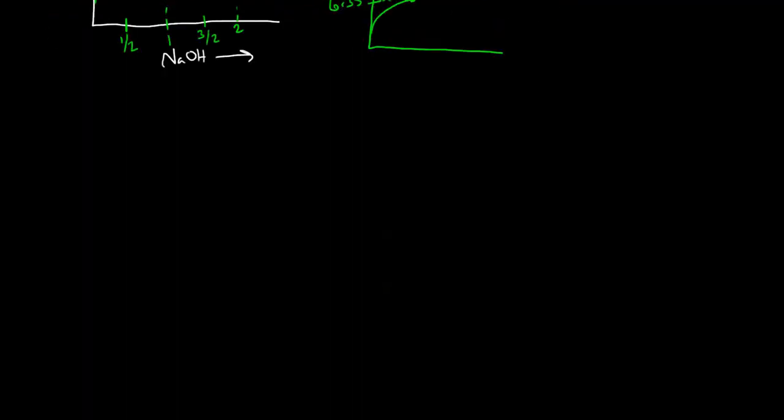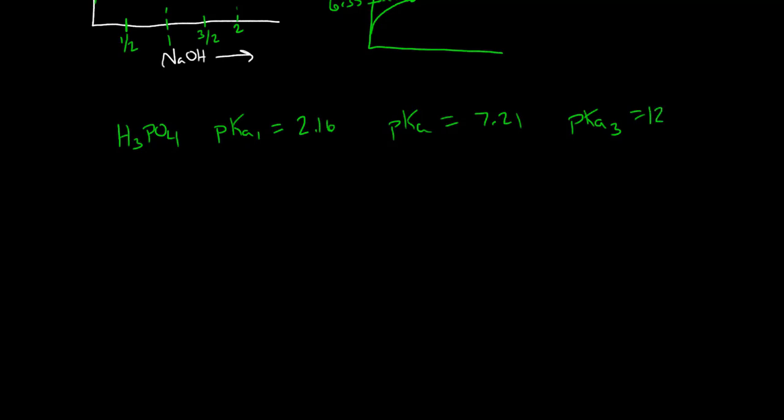Let's try one more. Let's try a triprotic acid. So we'll do phosphoric acid. So phosphoric acid has 3 pKa's. So pKa1 is 2.16, pKa2 is 7.21, and pKa3 is 12.32. So if we were to sketch a titration curve for phosphoric acid, we would have 3 buffer ranges. So our first buffer range is going to be centered around 2.16. Our second buffer range is going to be centered around 7.21, and then our third buffer range will be way up at 12.32.